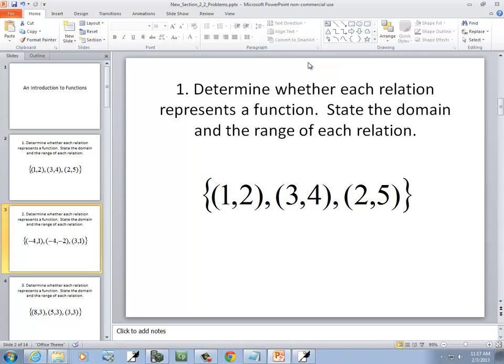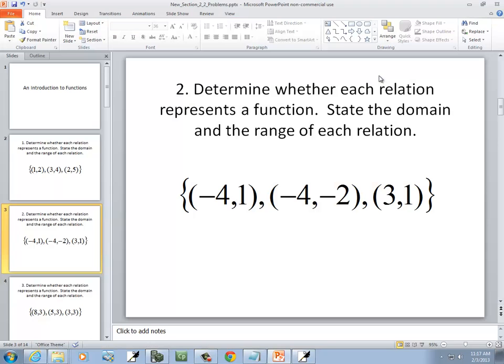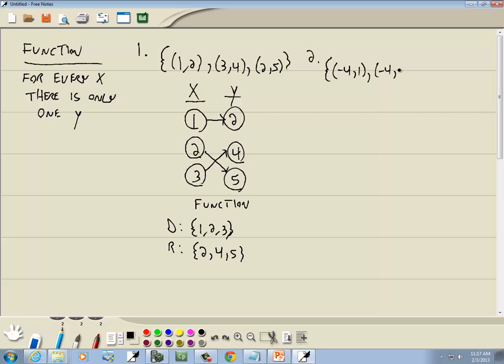Let's look at another one, dealing with points. So I got (-4, 1), (-4, 2), actually (-4, -2), and (3, 1). And again, I'm going to write down my x values and my y values. Smallest, largest, not repeating any. My x values are -4, -4, and 3. So I'm going to have -4, and I'll have 3. Then I write down my y values from smallest, largest, not repeating any. So I got 1, -2, and 1. So I got -2 and 1.